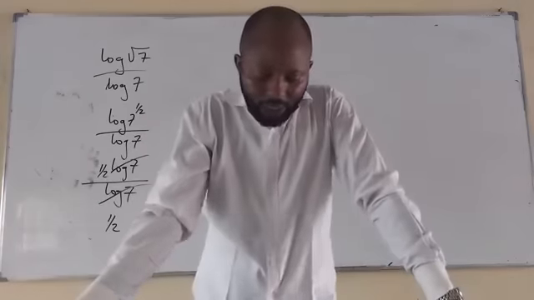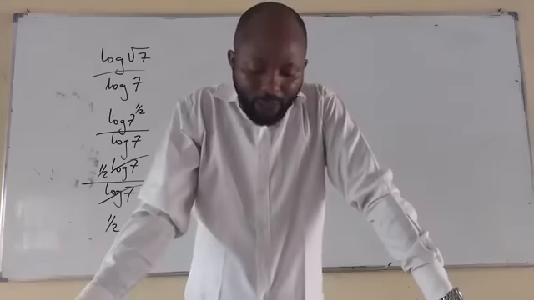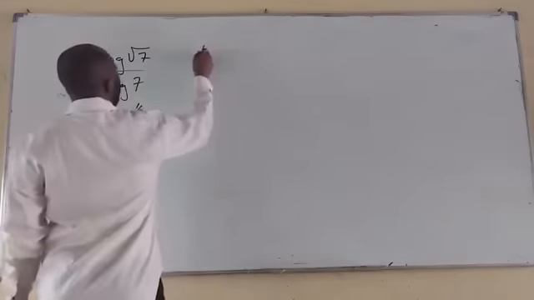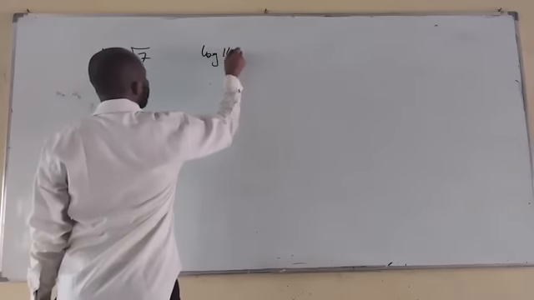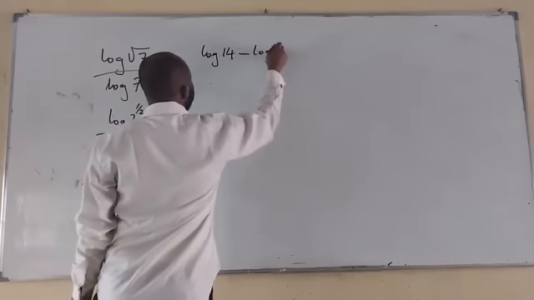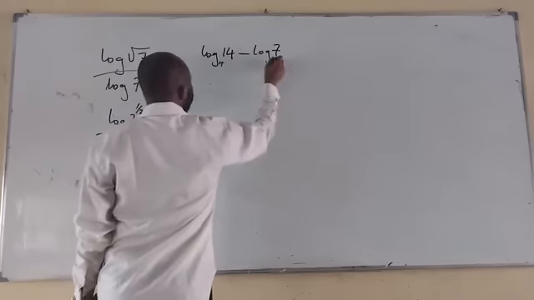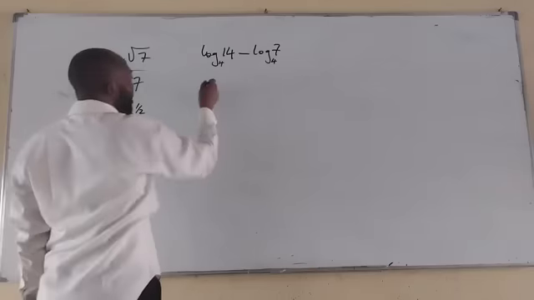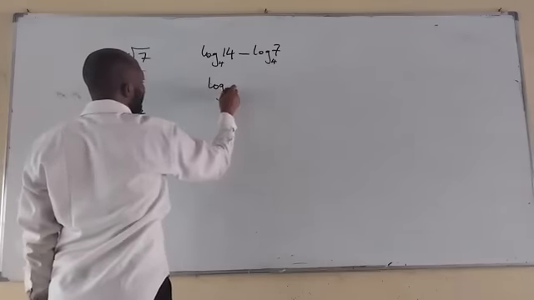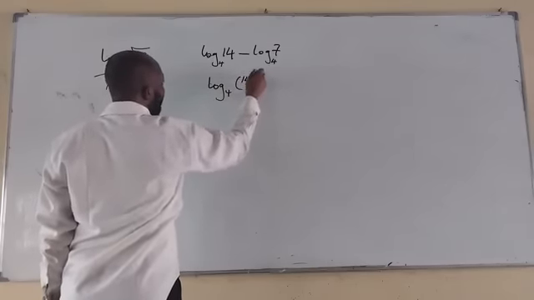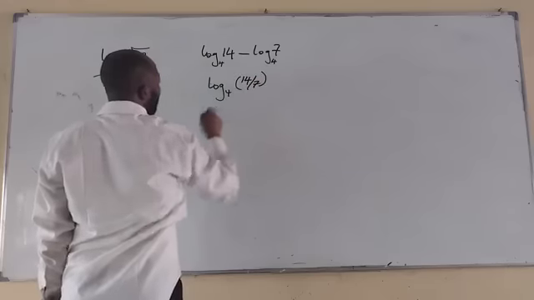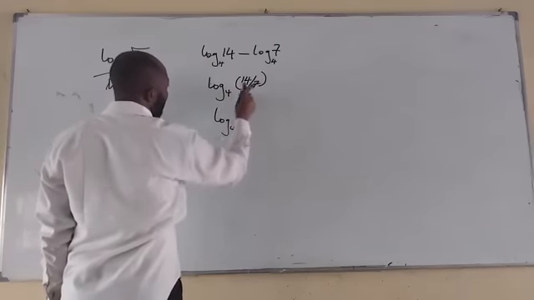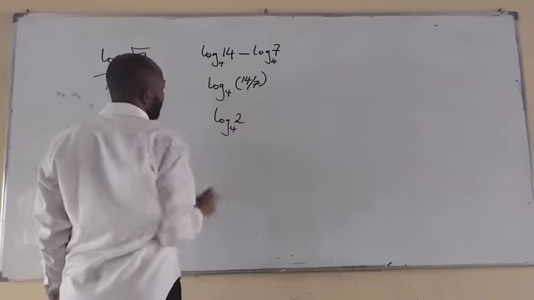Let's take another one. Log 14 minus log 7 in base 4. According to the subtraction law, we divide. So we have log in base 4, open bracket, 14 divided by 7. That is what the law says. So this becomes log in base 4 of 2, since 14 divided by 7 is 2.